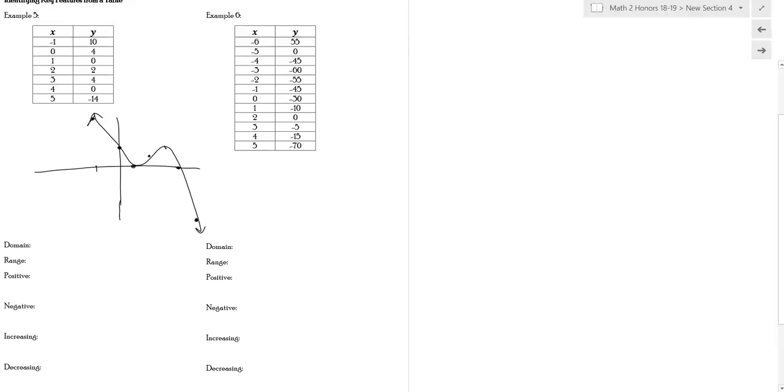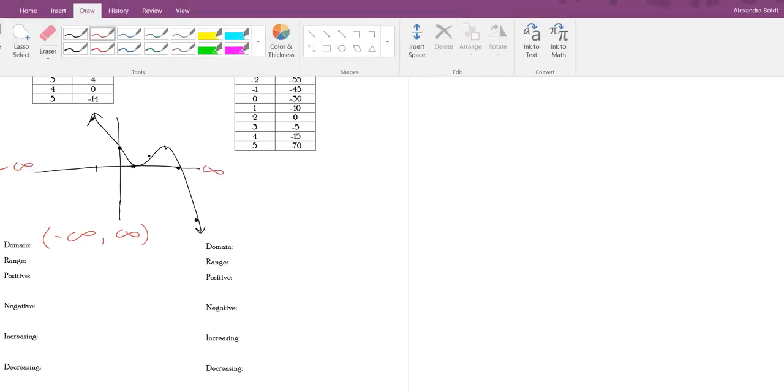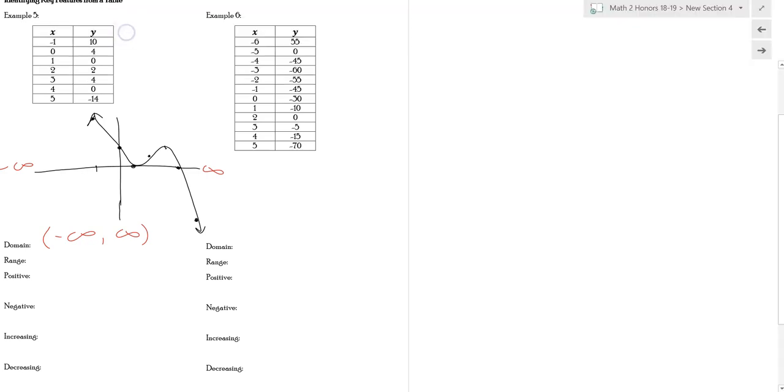So again, starting with our domain, it's going to keep going to the left forever and to the right forever. So we say negative infinity to infinity. Our range, it goes down forever and up forever. So that's negative infinity to positive infinity.